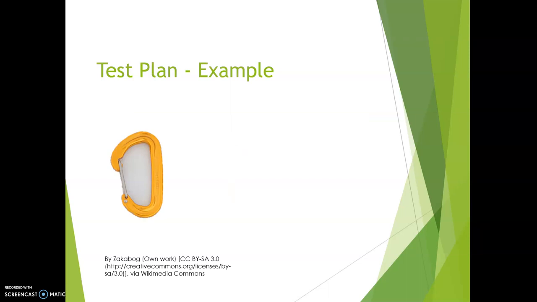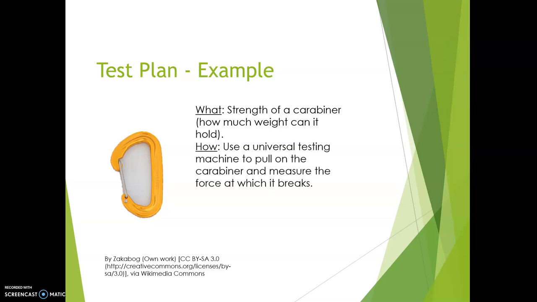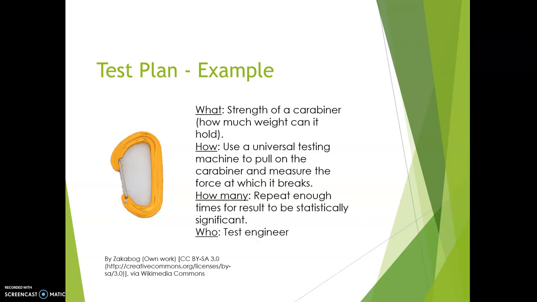So for example, you've got a carabiner, and you have to design a test. What is the strength of the carabiner? In other words, how much weight can it hold? So how are we going to do this? Well, we have a machine that can pull the carabiner apart until it breaks. How many times? You should repeat this enough times to be statistically relevant to know that your sample of carabiners is meeting the specific recommendation. And who is going to do it is the testing engineer that works for that company.